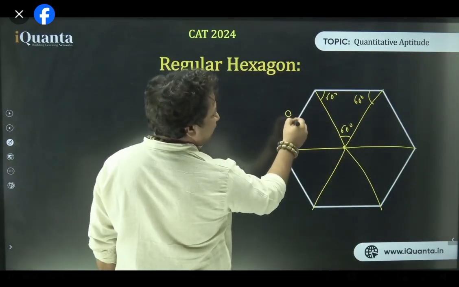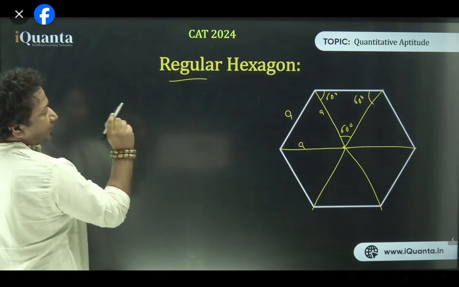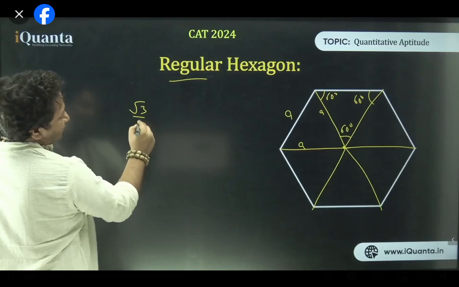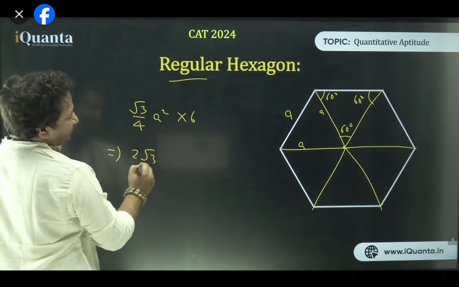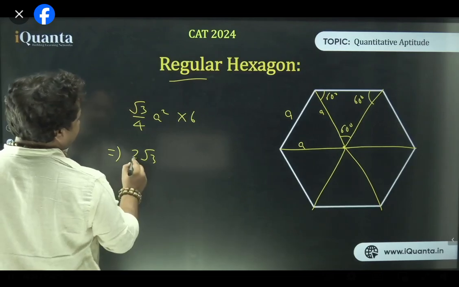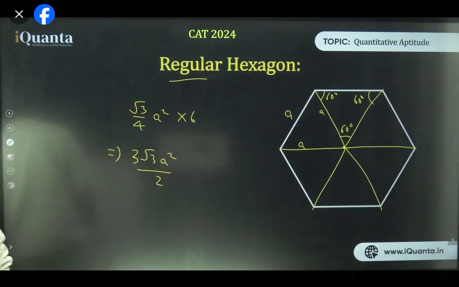And if I assume the side to be a, then the area of one triangle will be root 3 by 4 a square, and because here we have 6, just multiply this by 6. You will cancel it and you get 3 root 3 a square by 2. That will be the area of a regular hexagon. Is that clear?